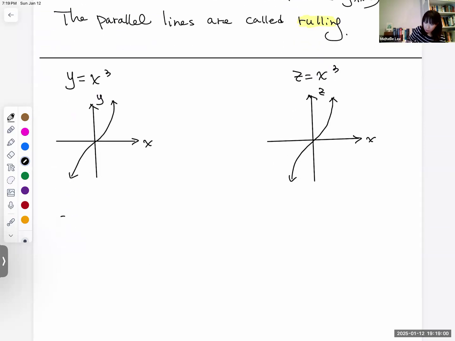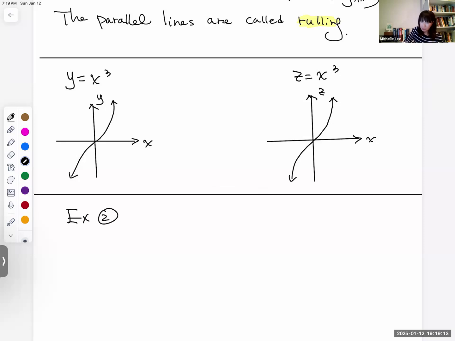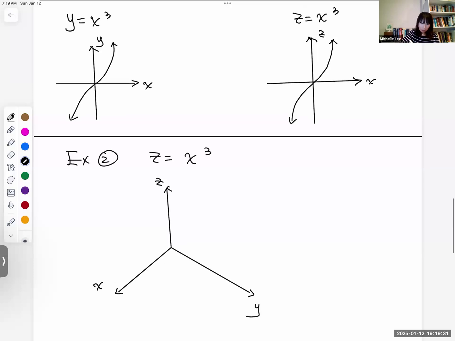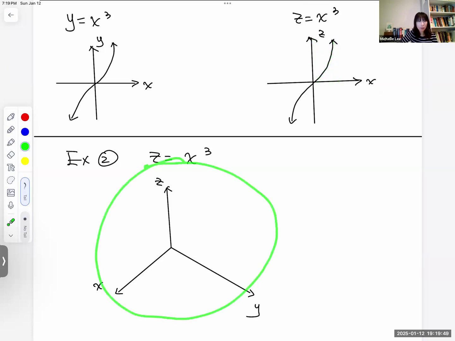So example 2. z equal to x cube. So this is z, this is x, this is y, right? Okay, let's analyze. In that case, x is positive. Start x is positive. Also z is positive, right? Then in 3 dimension, which part is x is positive and z is positive, right? So this part is x is positive, y is positive, right? So we draw like this.